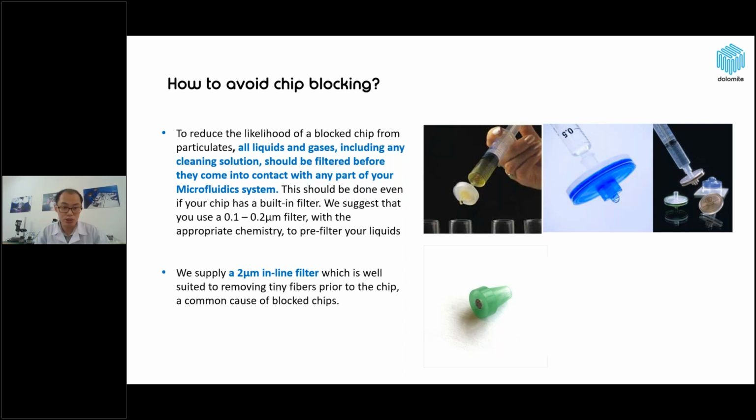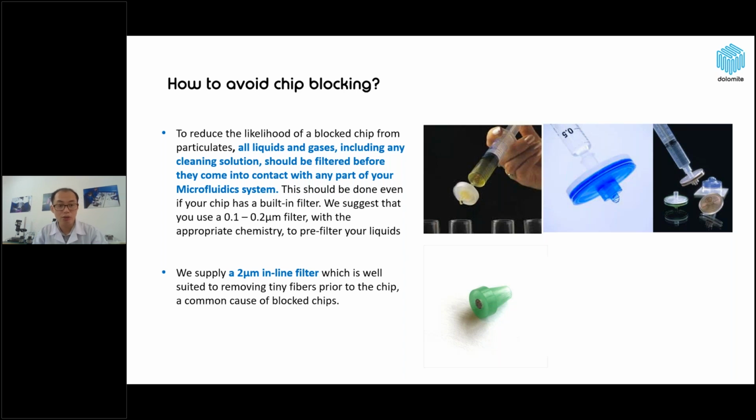So we suggest using a very small filter, like a 0.1 or 0.2 micrometer filter, that can filter dust smaller than 0.2 micrometers out before the chip, with the appropriate chemistry for filtering your liquids.